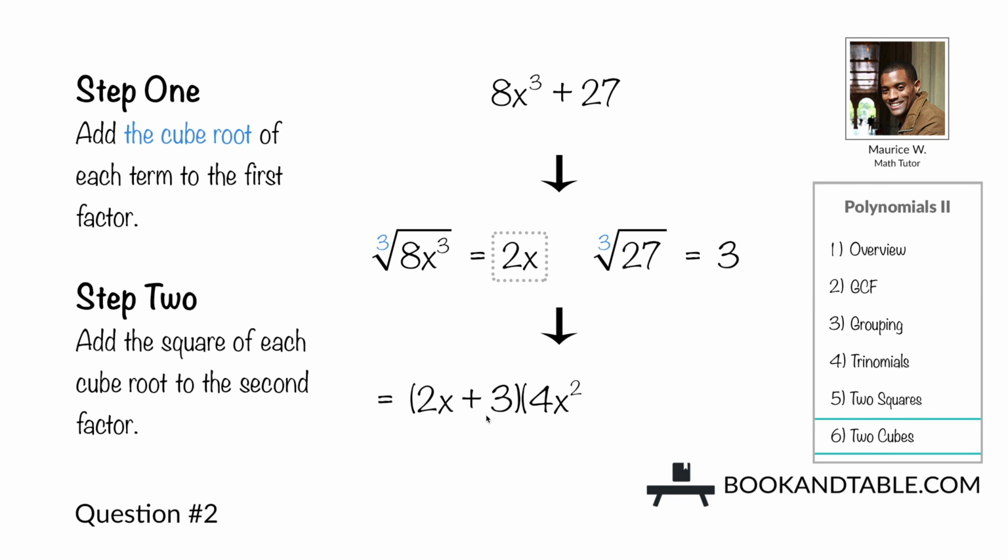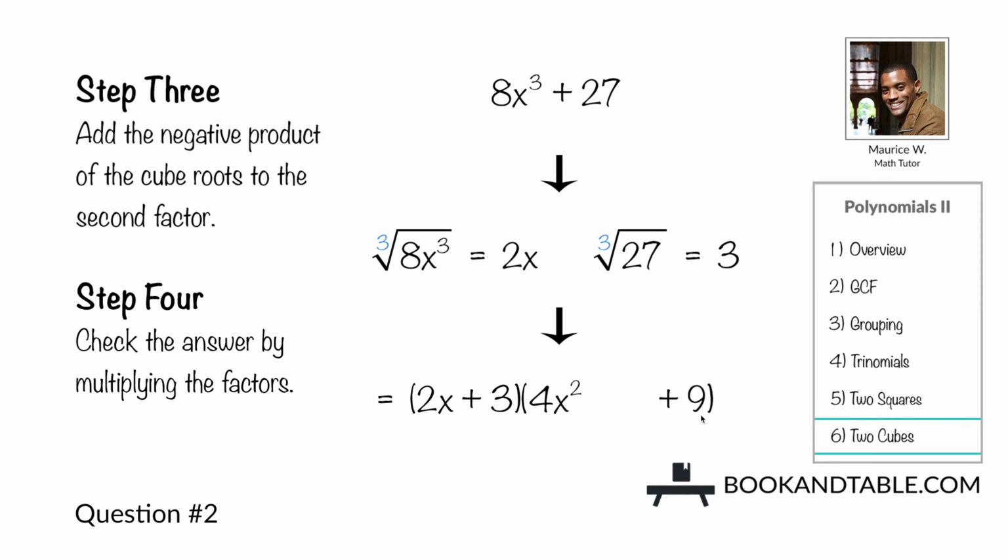Now, step 2, add the square of each cube root to the second factor. Our first cube root was 2x. When we square that, we get 2 times 2, which is 4, x times x is x squared. Our second cube root was positive 3. When you square positive 3, you get positive 9. I'll place that at the end of the second factor.